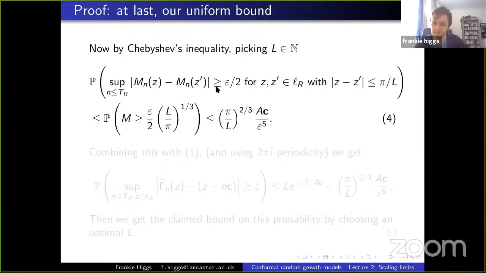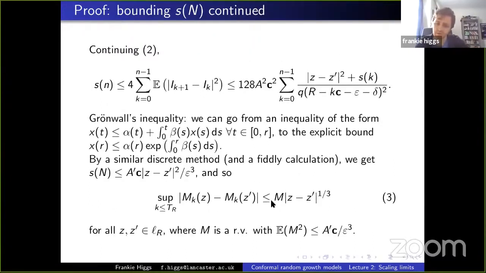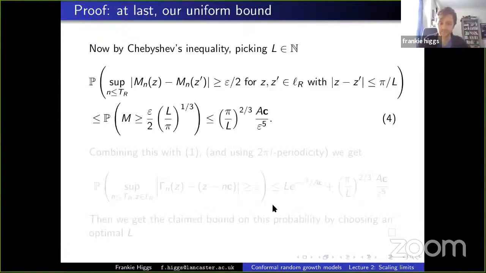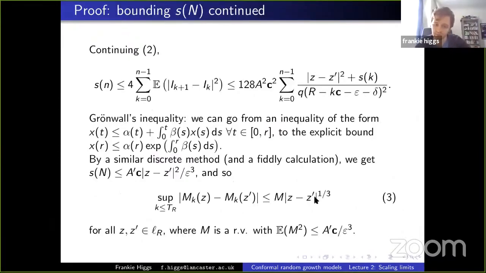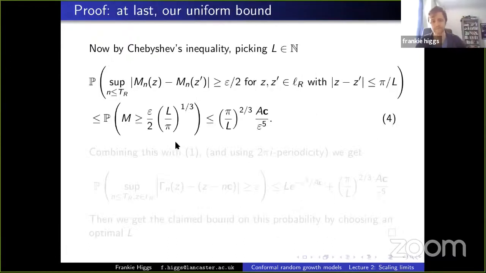The probability that the difference is larger than we want it to be, this event looks like it depends on uncountably many things. But because of this universal bound, this bound m that didn't depend on z or z prime, in fact, this whole event can be bounded by the probability that m exceeds epsilon over 2 times this power 1/3, which comes from the 1/3 here.